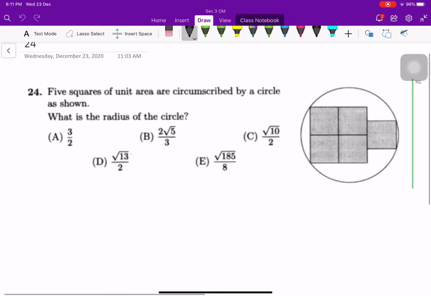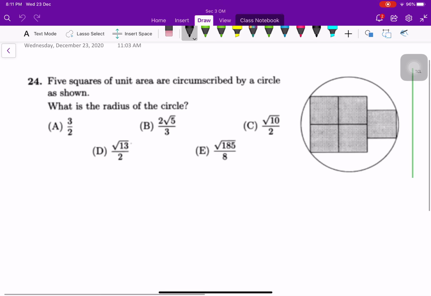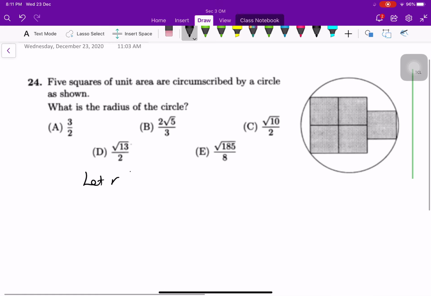Okay, let's look at question number 24. Can you see that in this circle they put in 5 squares, and you are asked to find the radius of the circle? It's a very interesting question actually. Let R be the radius of the circle. That means in this case you are supposed to find R, the radius of the circle.